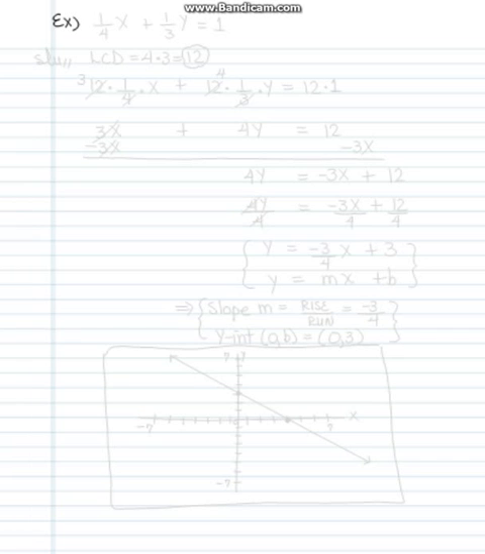We have 1/4 times x plus 1/3 times y equals 1. Solution? Well, it's a first degree equation in two variables because the highest power on the variables is the first power. So we know it's going to graph as a straight line.